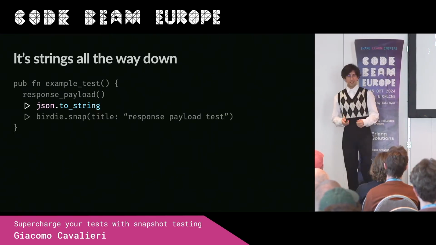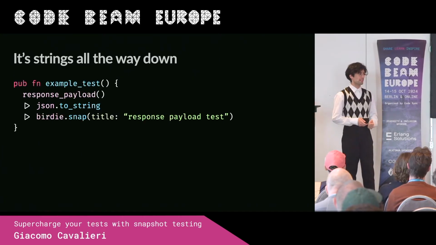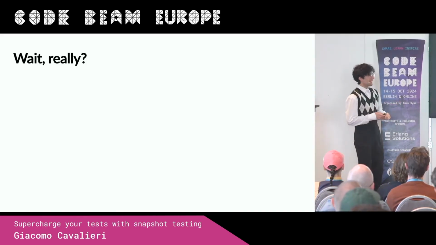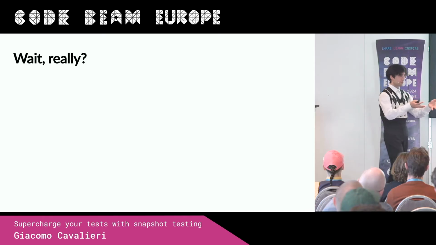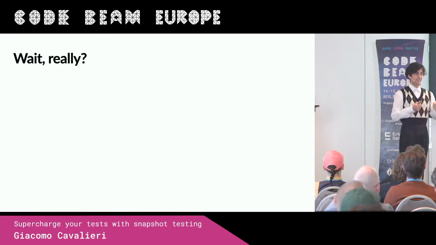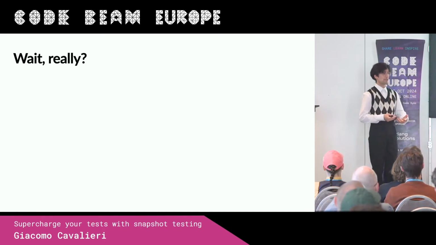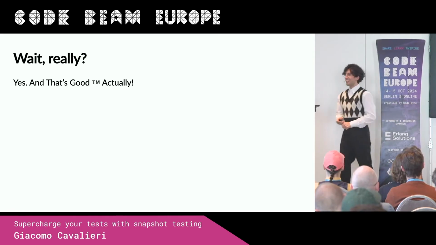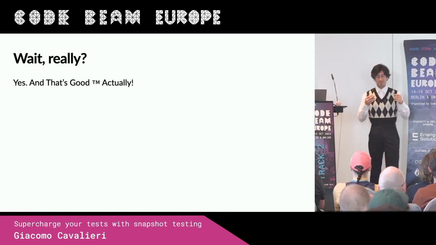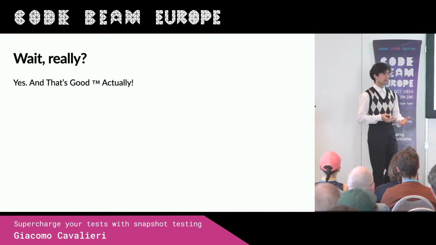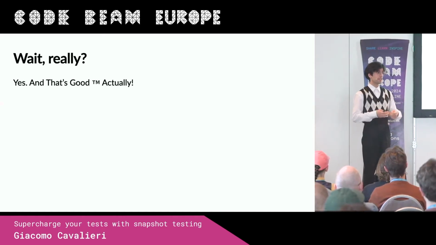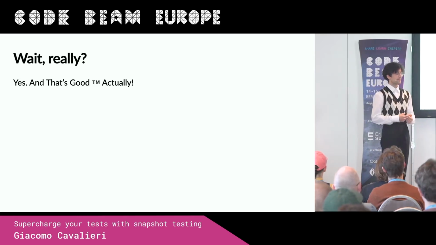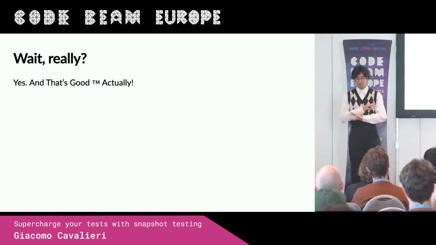And the knee-jerk reaction I usually get from people when I tell them this is, wait, really, do I really have to turn my data into strings explicitly? So do I really have to define this toString function before I can use my snapshot testing tool? Well, the answer, again, is yes, but that's a good thing, actually, so hang in there. Birdie's API was really inspired by Gleam's own philosophy of being explicit and really hard to mess things up inadvertently. So it's impossible to mess it up.